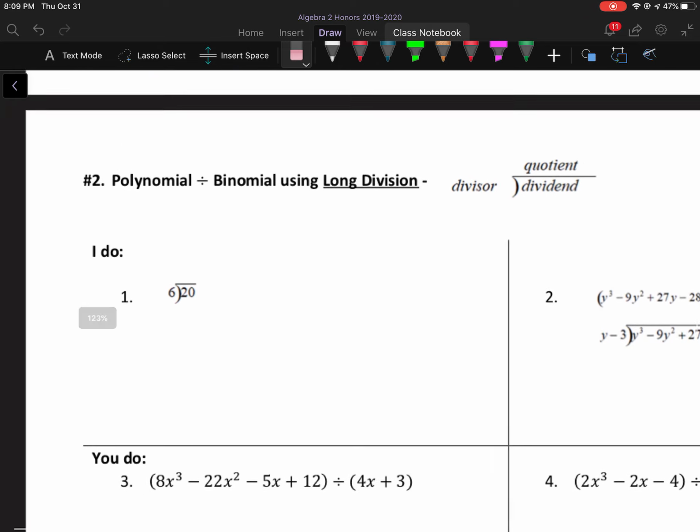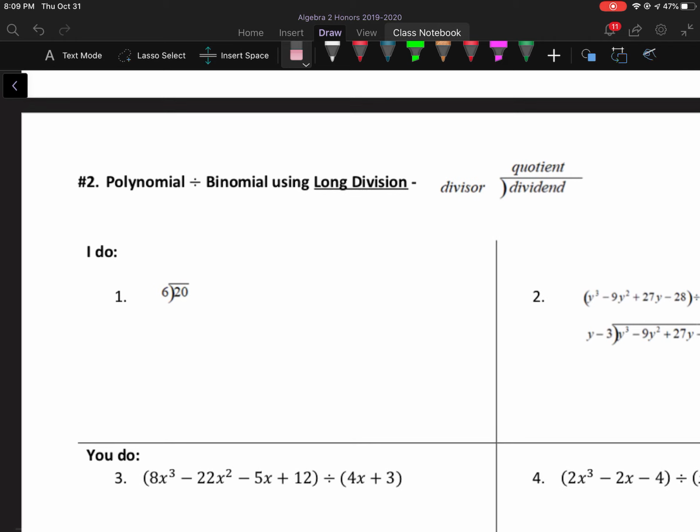So we are going to start just with basic numbers. This reads as 20 divided by 6. So again, the 6 is the divisor right here, and the 20 is the dividend. It's what's being divided. So when we start out, what you want to start thinking of is how many times does 6 go into 20? Well, 6 times 3 is 18. So 6 goes into 20 three times.